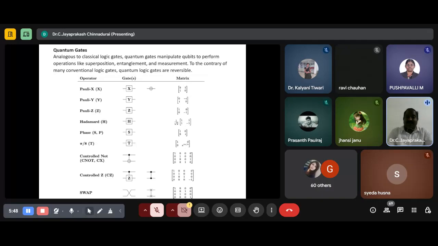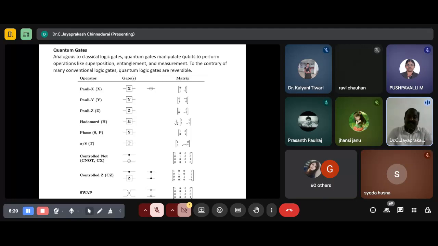That is 1 by root of 2 into [[1, 1], [1, -1]], and the phase gate S, and [1, 0; 0, i]. Like that we have a pi by 8 gate T and a controlled NOT, CNOT. There is a C naught, there is a CX. See that gate, how it's represented, that controlled NOT gate. So I think you see the symbol of this one. So that one we are using in the example.